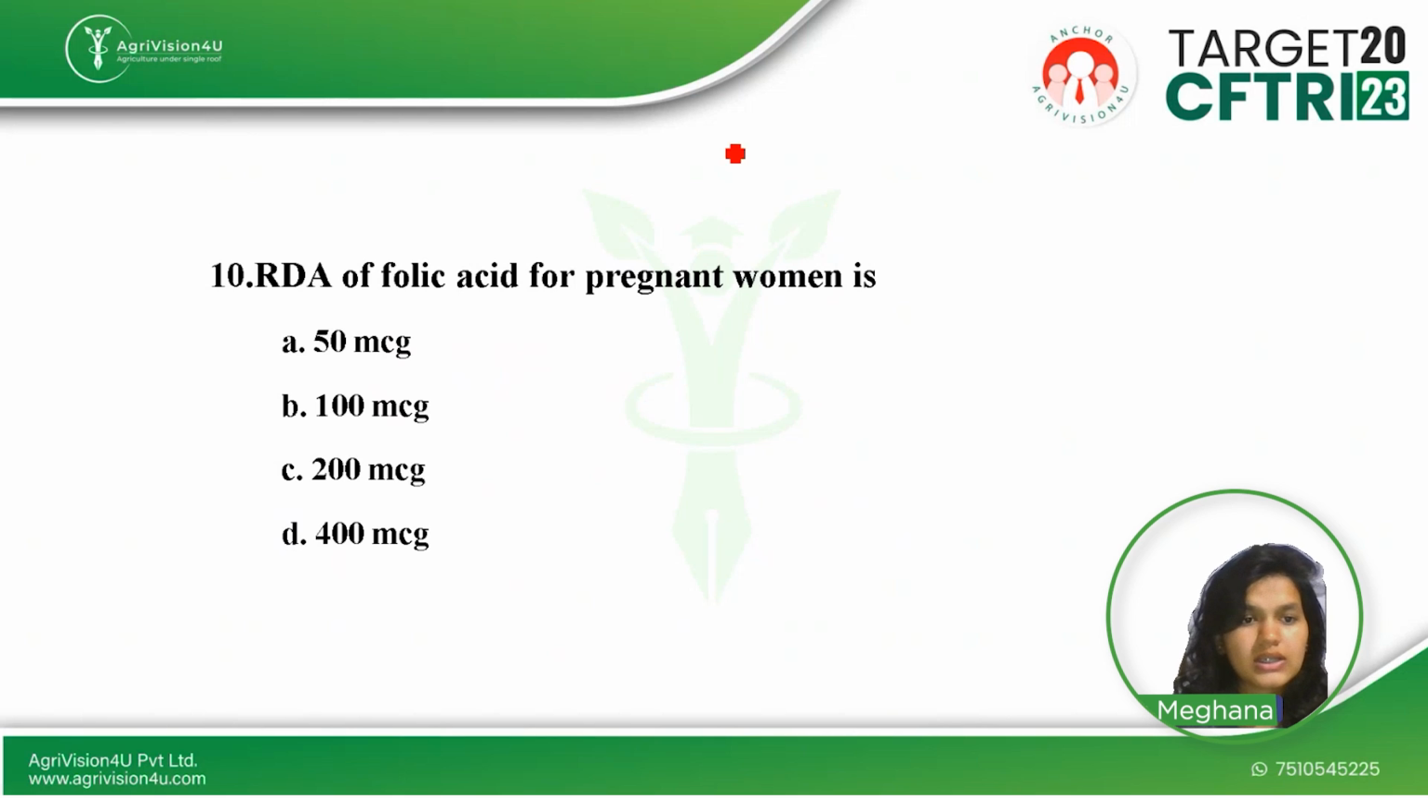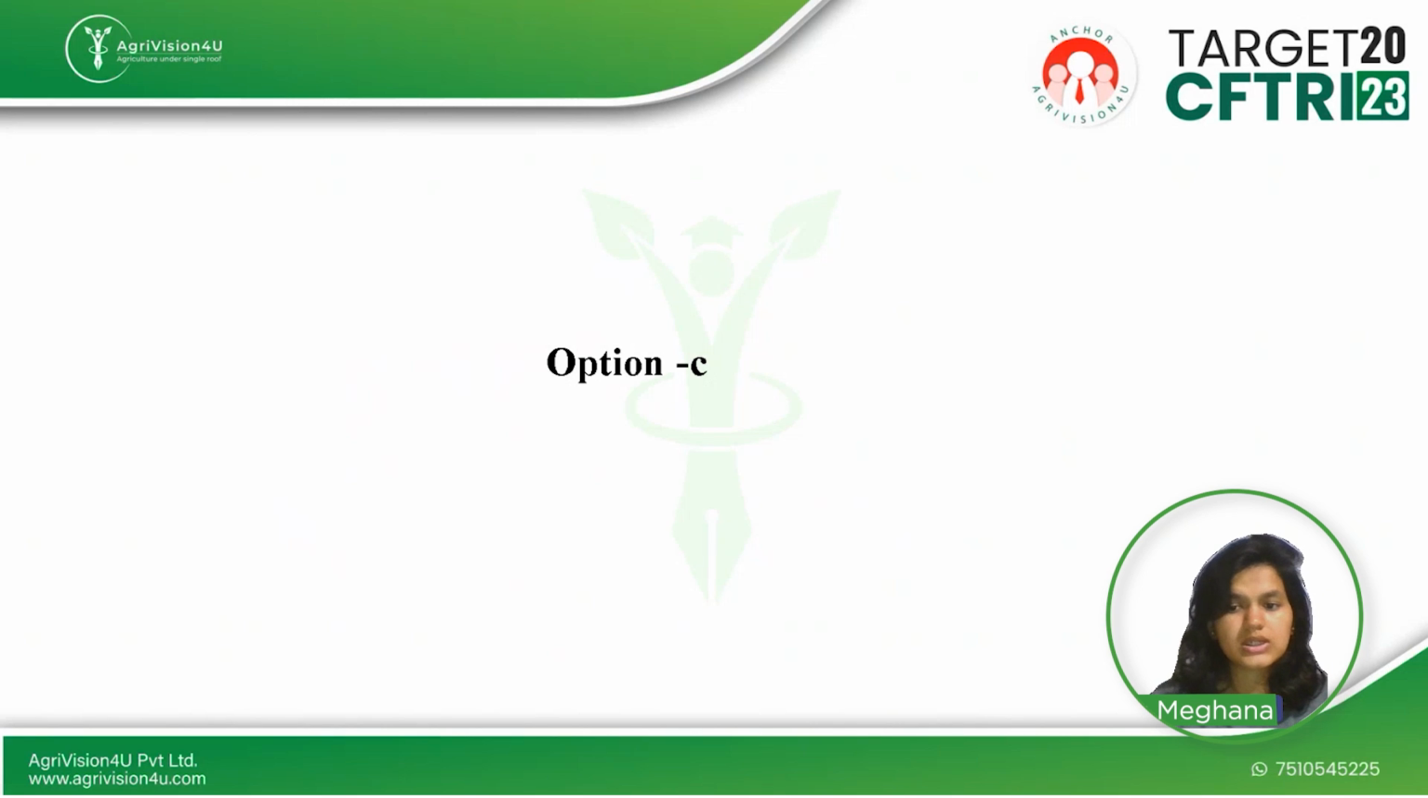Then comes the tenth one: the RDA of folic acid for pregnant women. Option A is 50 mcg, option B is 100 mcg, option C is 200 mcg, option D is 400 mcg. Here, the RDA of folic acid for pregnant women is option C, that is 200 mcg. So option C is the right answer.